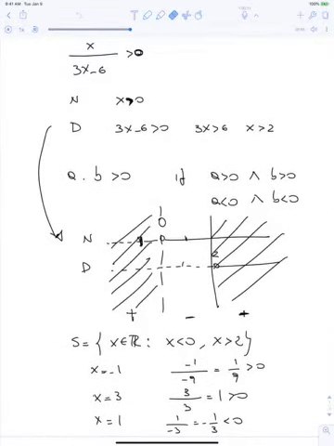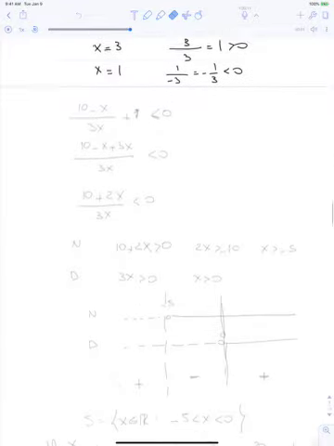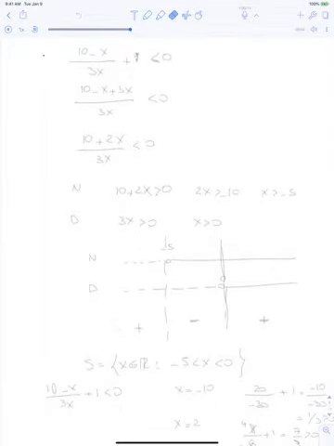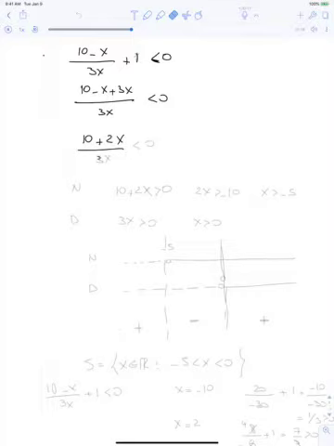I'm going to do one more example where we look at when the fraction is negative. 10 minus x divided by 3x plus 1 less than 0. Well, we have to do some math first. So we're going to do a common denominator, 3x. This is 10 minus x plus 3x less than 0. So it's 10 plus 2x divided by 3x.